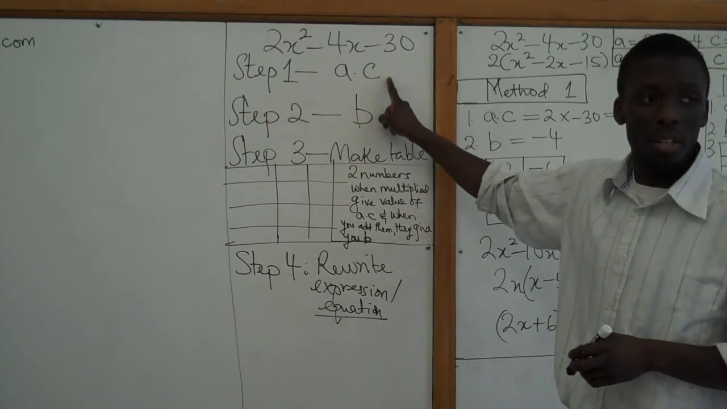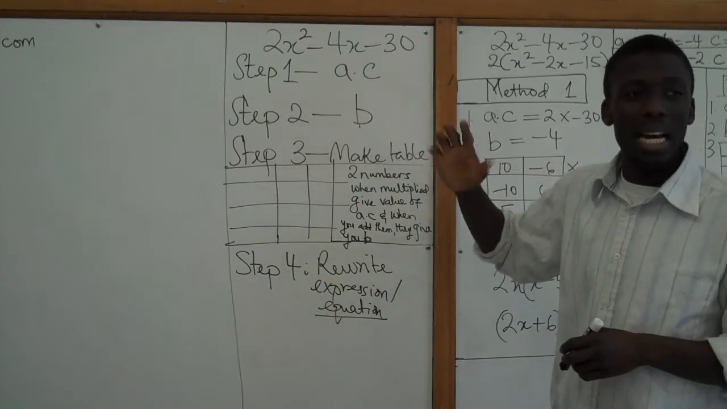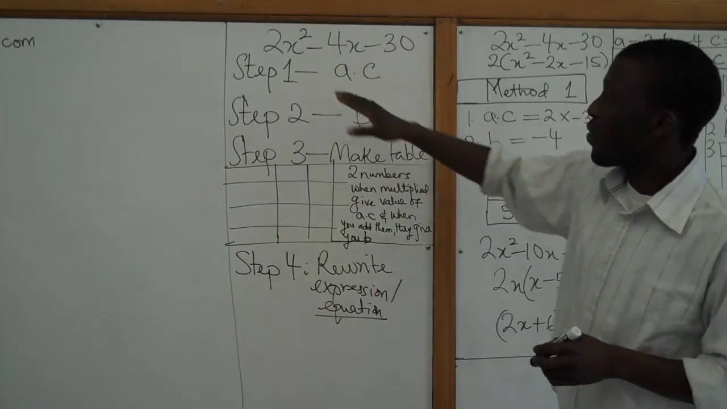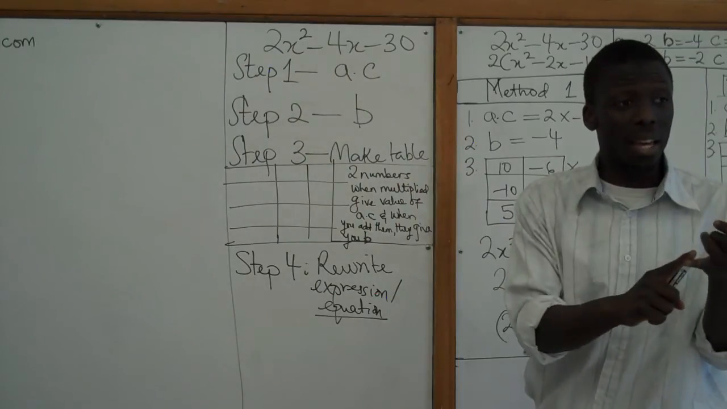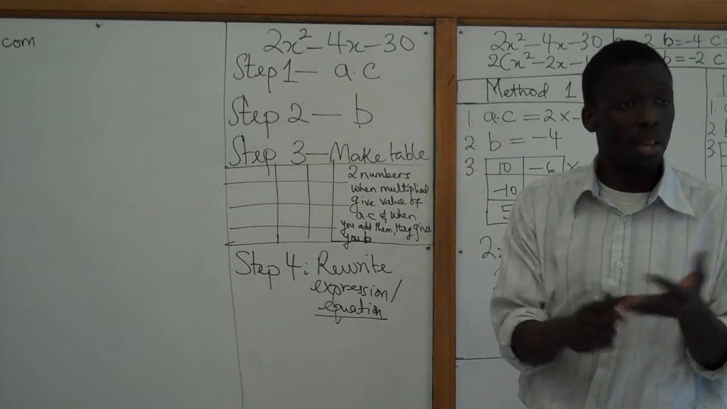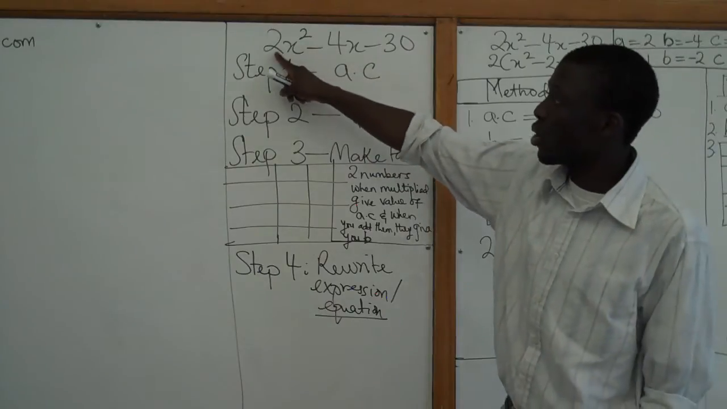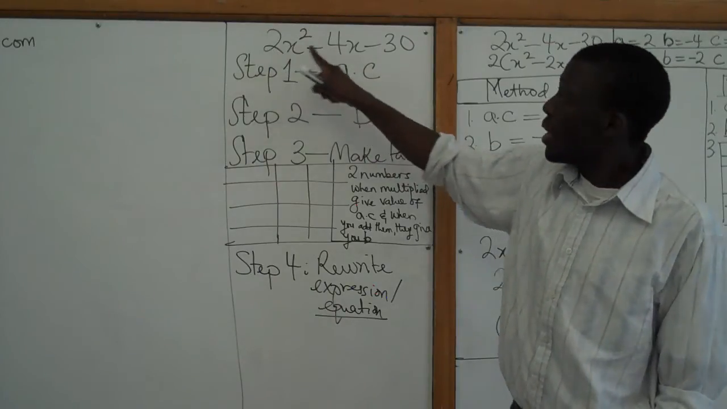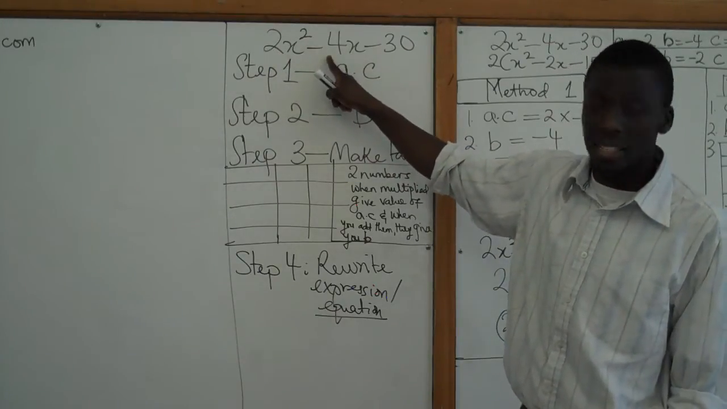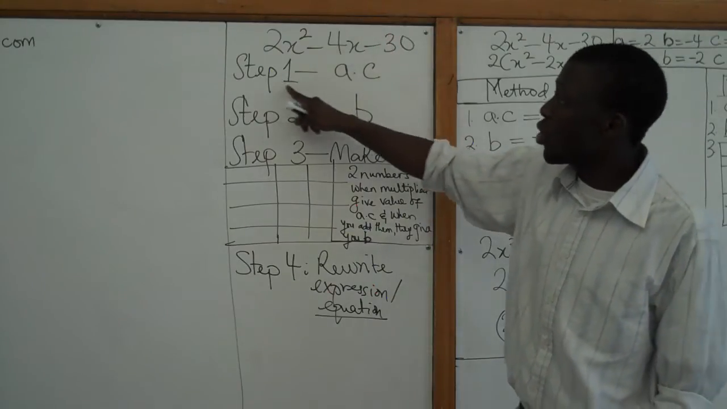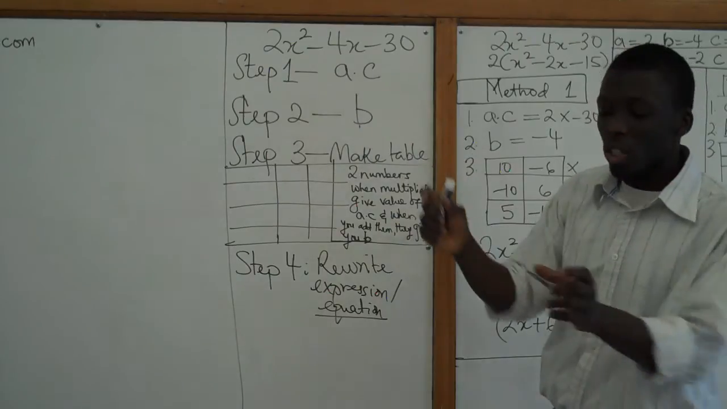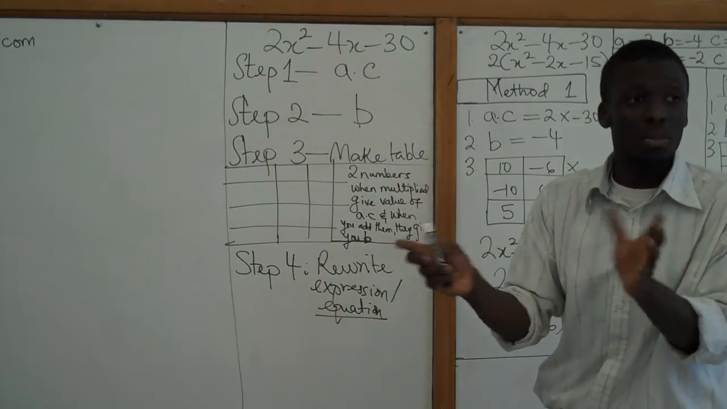Step 1, find AC. What does that mean? It means that from this expression, 2x squared minus 4x minus 30, we have an A, we have a B, and we have a C. What are those? The A is the coefficient of x squared. The B is the coefficient of x. And the C is the constant, negative 30. So step 1 tells us to multiply A times C.